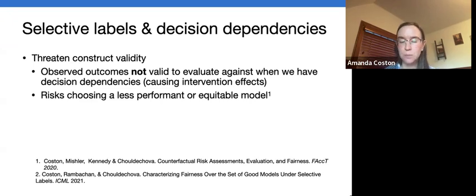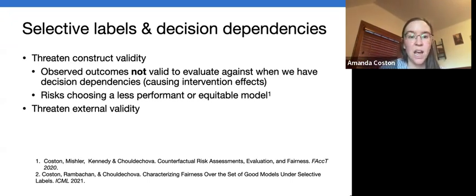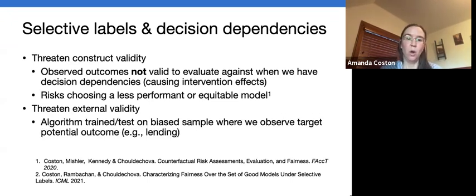Like you might choose a less performant model if you're trying to do this evaluation for model selection, or a less equitable model, or perhaps you have a bar for threshold of performance below which you're not going to release a model. And this could lead you to green light models that you really wouldn't want to be releasing if you had an accurate picture of their performance.